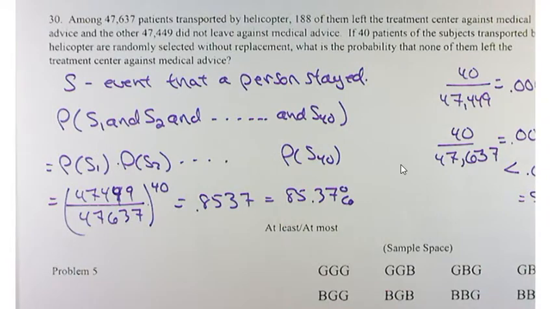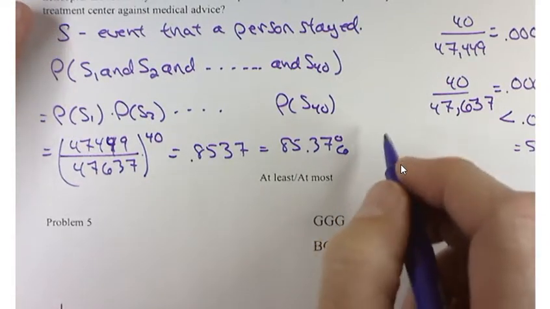For homework, try 1 through 29, odds. This is section 4.2.